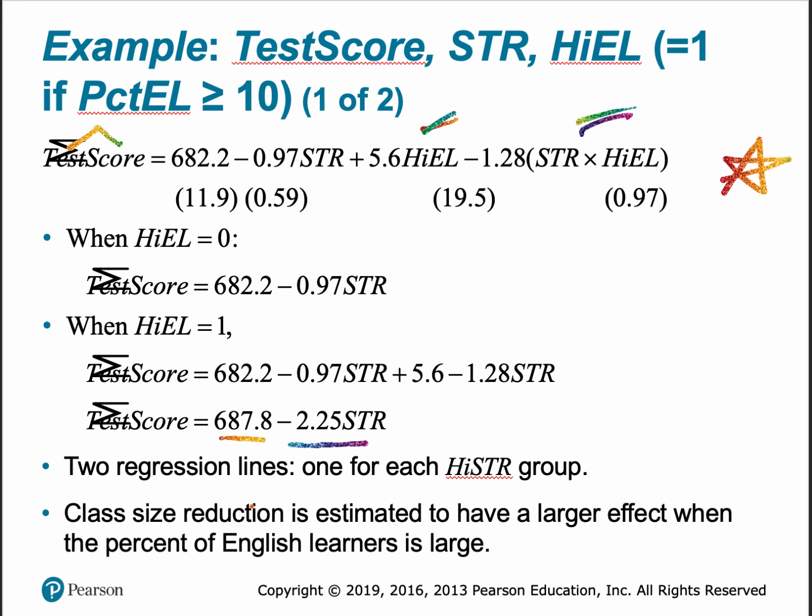The class size reduction is estimated to have a larger effect when the percent of English learners is large. So the effect of x on y is different for different groups, and using this interaction term allows us to demonstrate that. This is so cool!